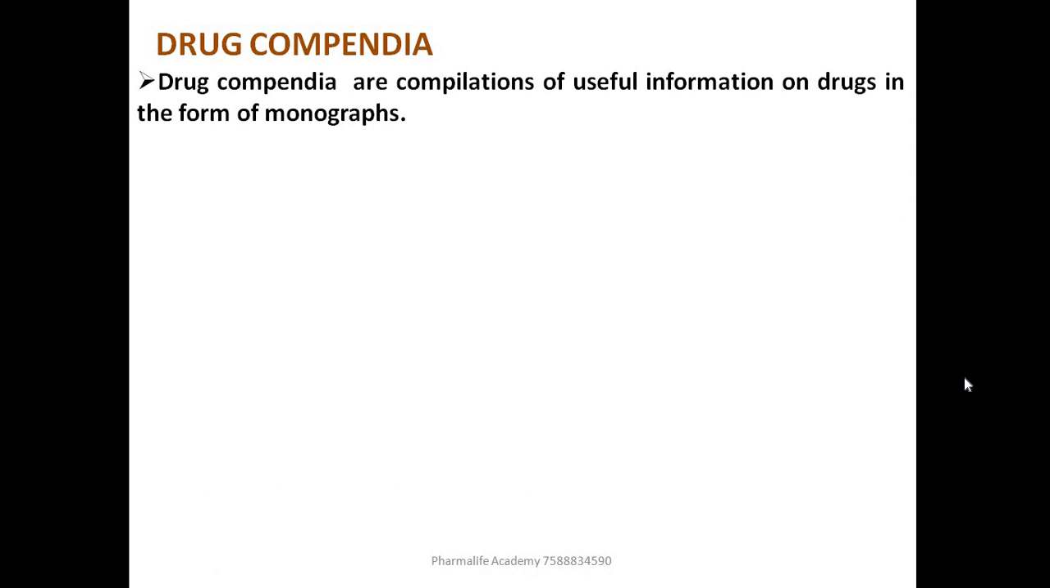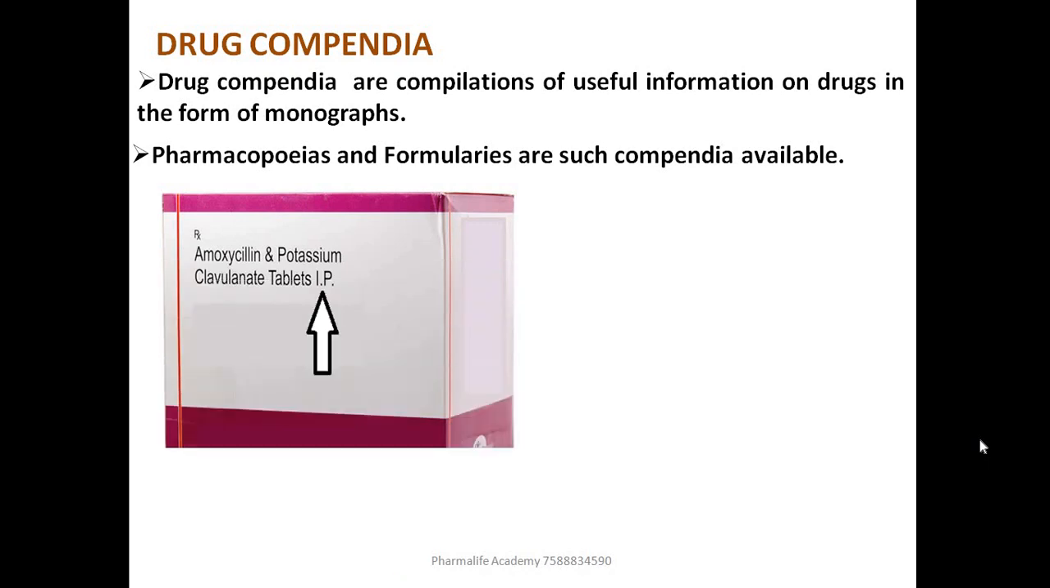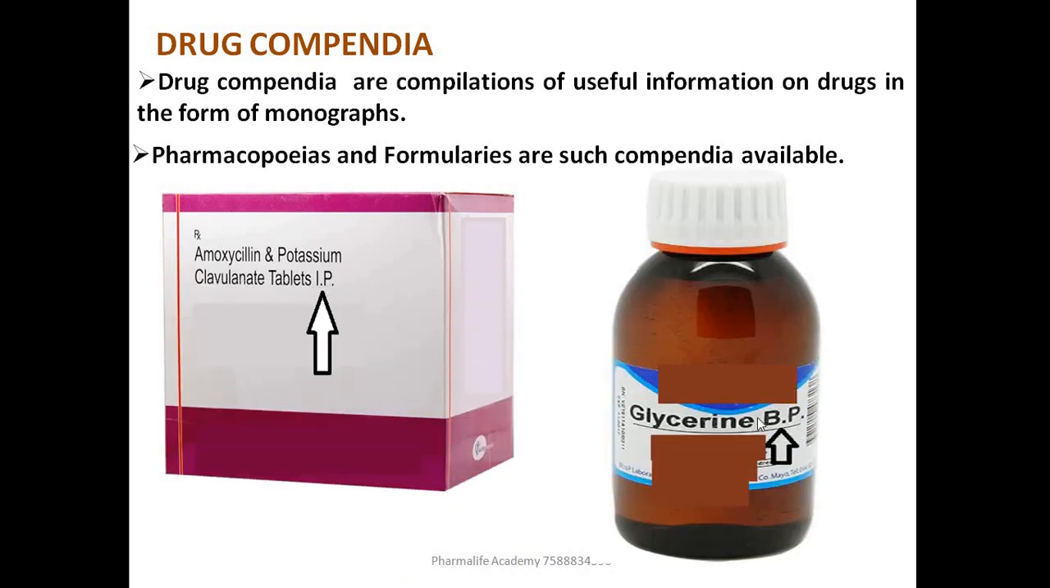Drug compendia. Drug compendia are compilations of useful information on drugs in the form of monographs. Pharmacopoeias and formularies are such compendia available. Friends, you might have seen terms like IP and BP with the names of drugs on the label of a drug product. What is the meaning and importance of these terms? Can you tell me?